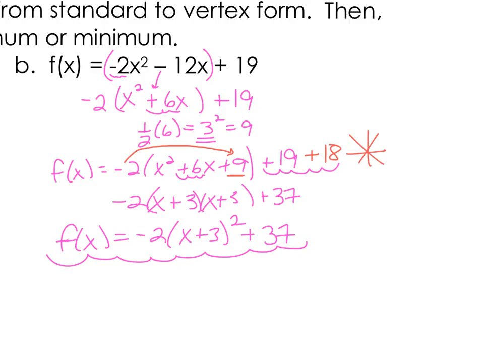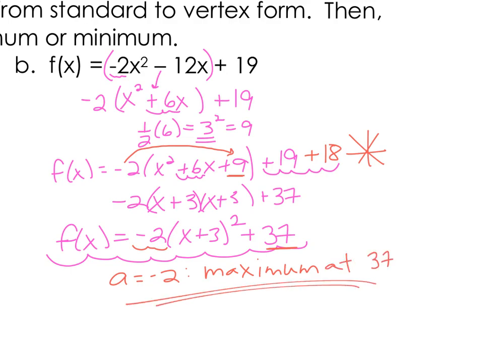And then finding what the maximum or minimum is, now our a value is negative 2. If a equals negative 2, that means the graph is going to have arrows at the bottom. We'll have a maximum at the top. And the maximum is always the k value, so at 37. This is part 1 of converting to vertex form by the complete the square method.